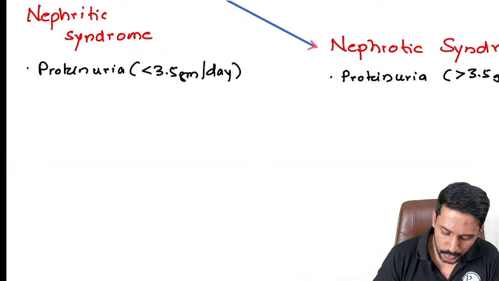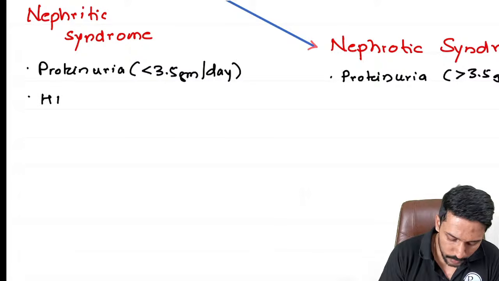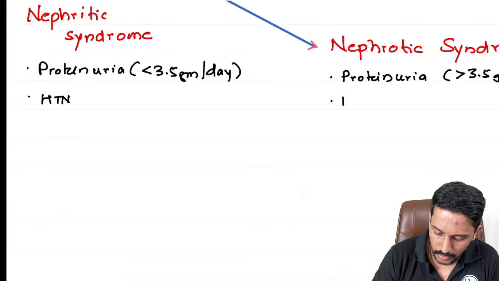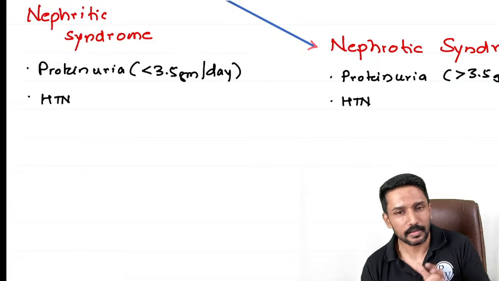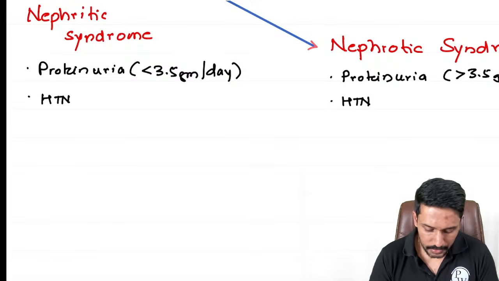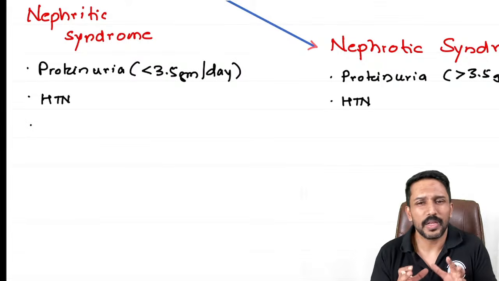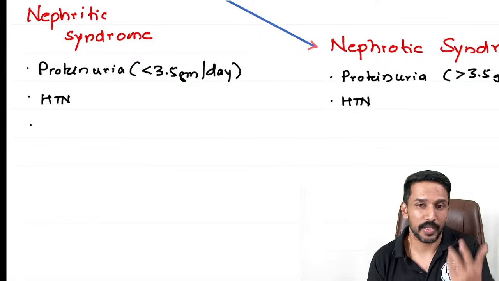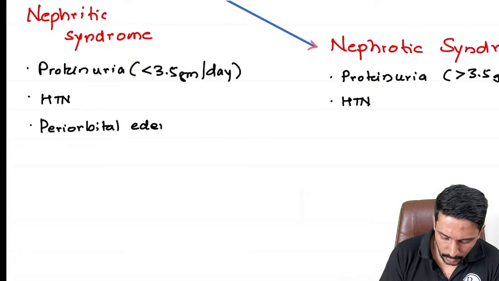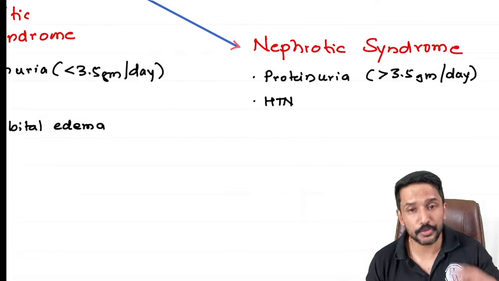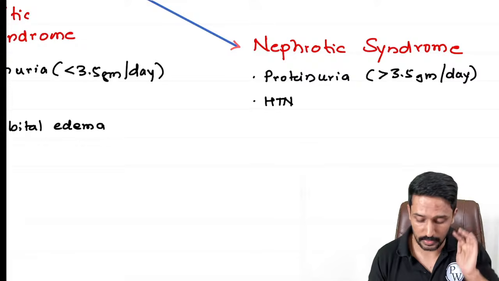Second, glomerular injury often leads to development of hypertension, which can be encountered in both nephrotic as well as nephritic syndrome. The third thing, in patients with nephritic syndrome, we get minimal edema, which is mainly in the periorbital region. We will have periorbital edema. But on the other hand, when I'm losing too much protein, my serum albumin levels decrease.